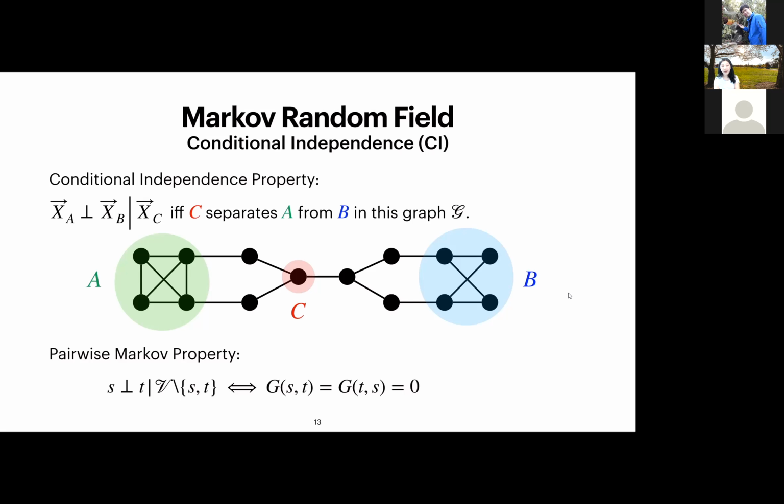So we also have this pairwise Markov property, which is a very, very important property for us to understand whether there should be an edge between 2 nodes. This property is saying that if there is no edge between the 2 nodes, then the 2 nodes are going to be conditionally independent given all the other nodes in the graph. Okay. In other words, if there is an edge between two nodes, then the two nodes won't be conditionally independent, no matter what you condition on.